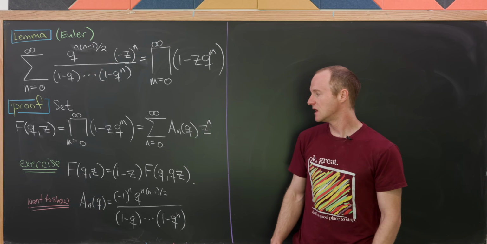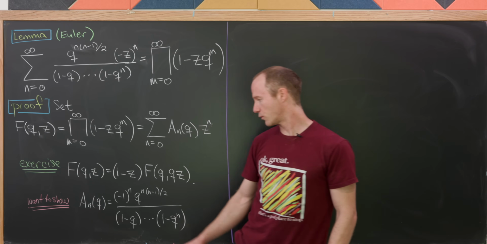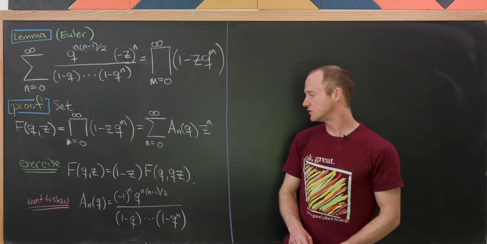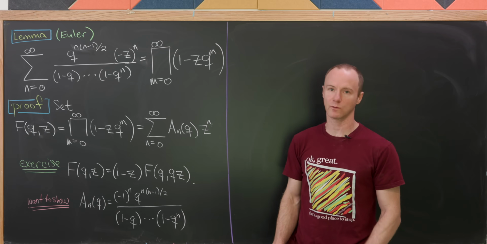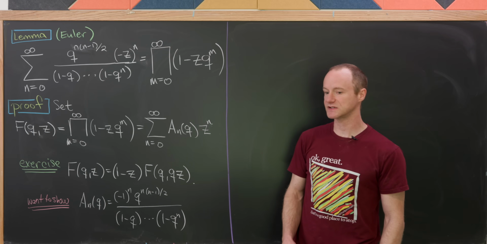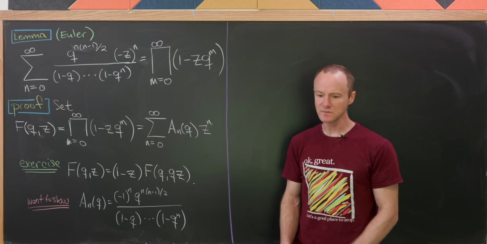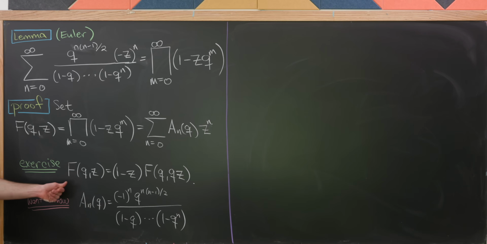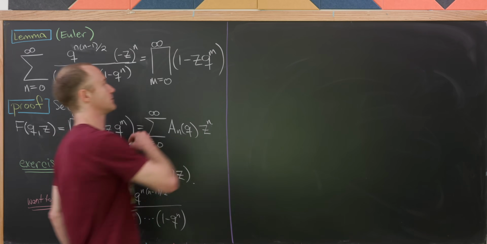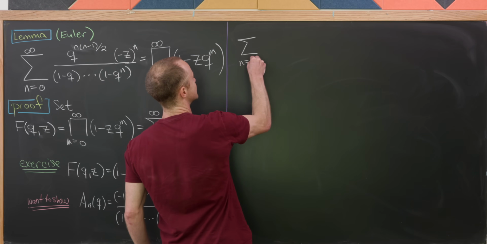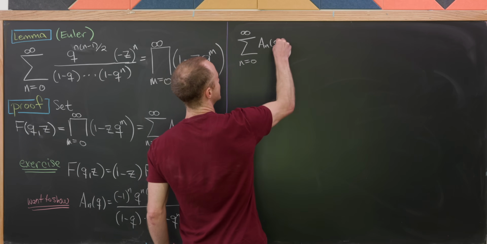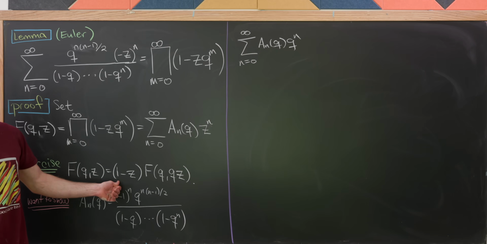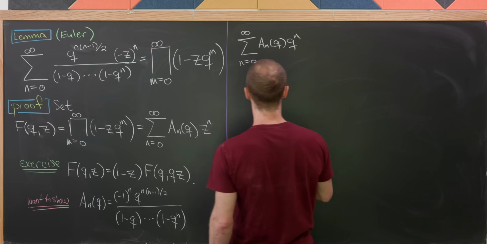help us here. And now let's observe that under this setup, what we'd like to do is prove that a sub n of q is equal to minus 1 to the n times q to the n times n minus 1 over 2 over, well, that rising product from 1 minus q to 1 minus q to the n. Okay, so how might we do this? Well, let's start off with this F of z term, and we're going to write that as the sum as n goes from 0 to infinity of a sub n of q times z to the n. But of course that needs to be equal to this (1 minus z) times F of qz.